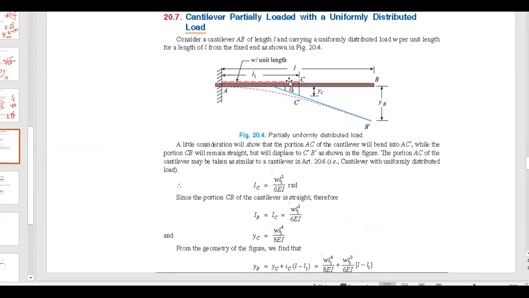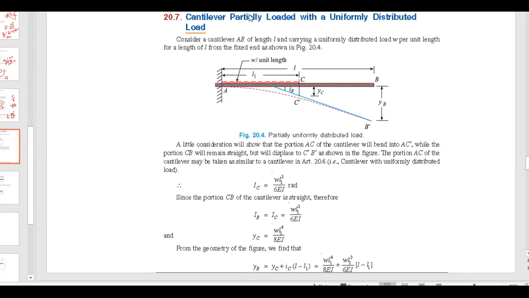a UDL is acting from the beginning and up to a certain length only. The remaining length is free. There is no UDL. How to solve this problem? In the previous method only, we need to solve it.